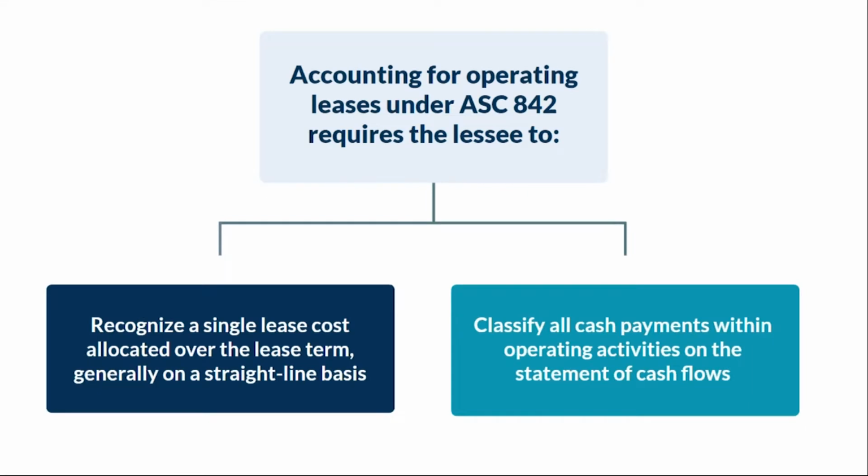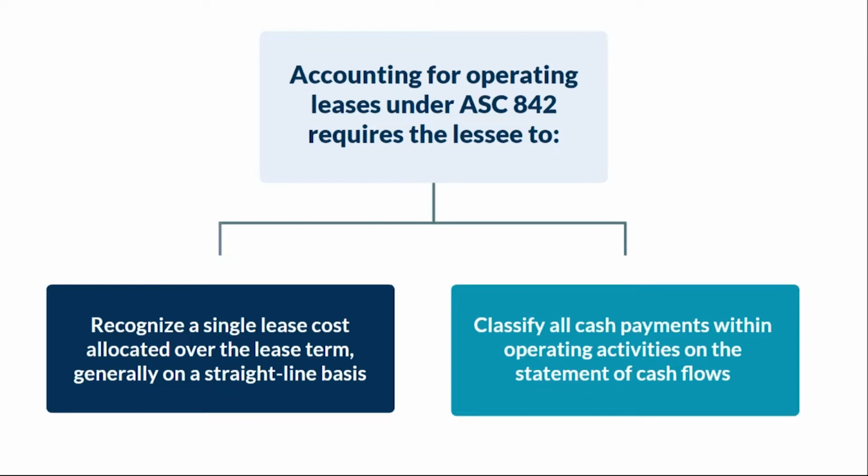We already know that operating lease accounting is where the significant changes for ASC 842 are. Let's talk about the income statement and cash flow treatment of an operating lease first. Under ASC 842, to account for an operating lease, the lessee will recognize a single lease cost over the term of the lease, generally on a straight line basis. And secondly, all cash payments should be presented as operating activities on the statement of cash flow.